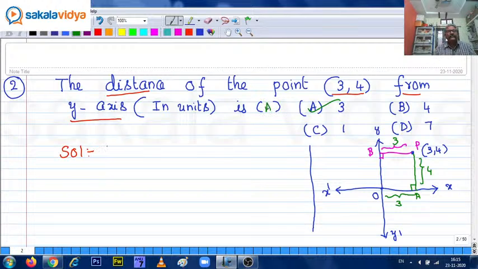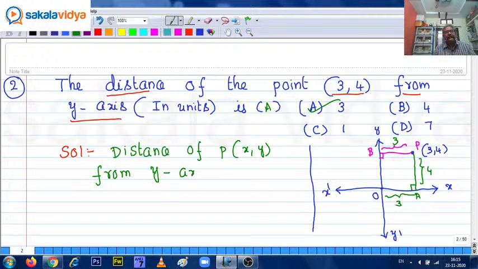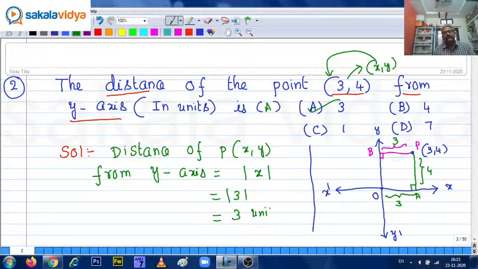So now we can write like this. Distance of P of x comma y, any point in the coordinate plane. This is called coordinate plane. Either in first quadrant or second quadrant or third quadrant or fourth quadrant, whatever it may be. The distance of P x comma y from y-axis equals mod x. So here, if you say this point is x comma y, this x refers to 3. So that's why mod 3. Mod 3 is 3. So that is 3 units. Obviously, A is the answer.